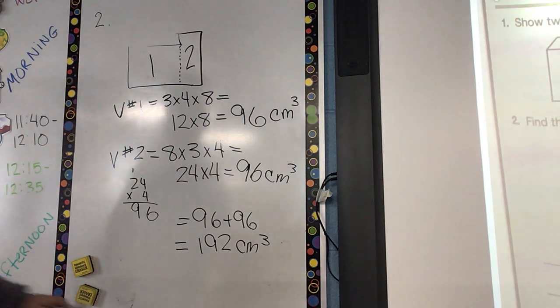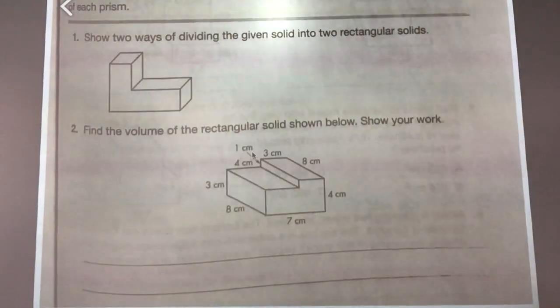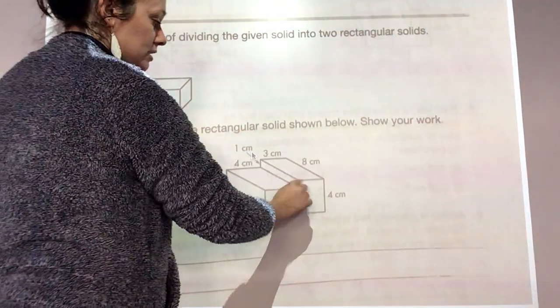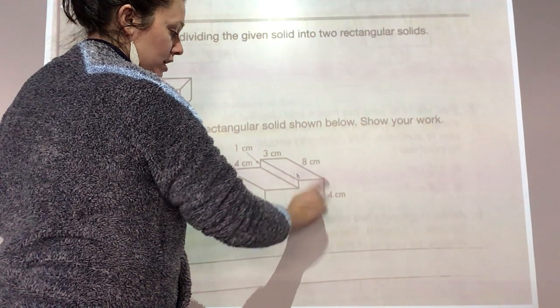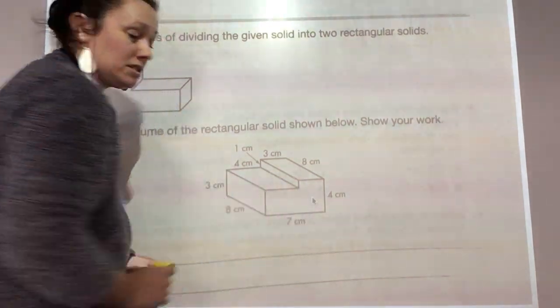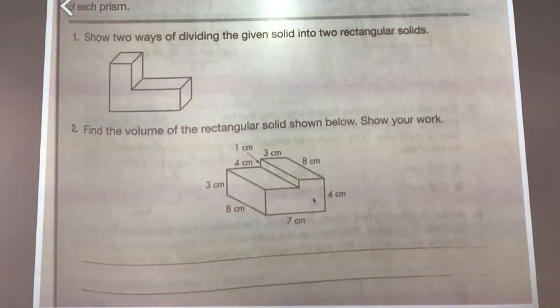Ladies and gentlemen, even if you would have divided your solid going across this way, and this was figure 1 and this was prism 2, you still would have gotten the same answer, okay?